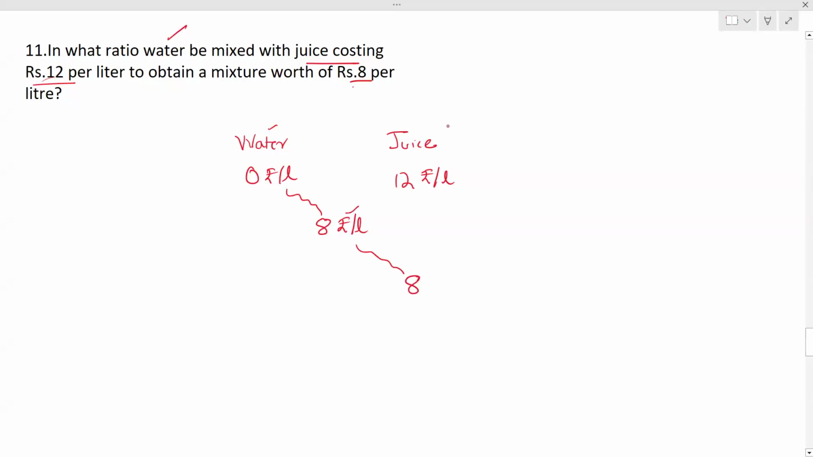What is the difference between 8 and 12? The difference between 8 and 12 is 4. What is the ratio in which water and juice must be mixed? They must be mixed in the ratio 1:2 to get a mixture which is costing rupees 8 per liter. Very simple question. Just that you had to know this one small thing, that water is going to cost you nothing.